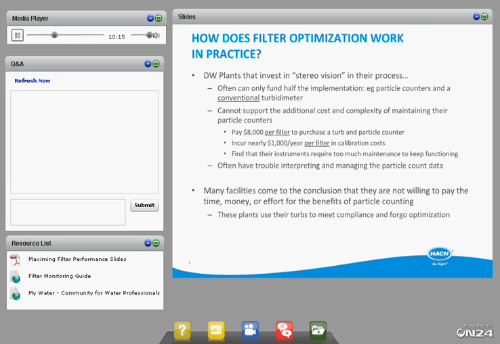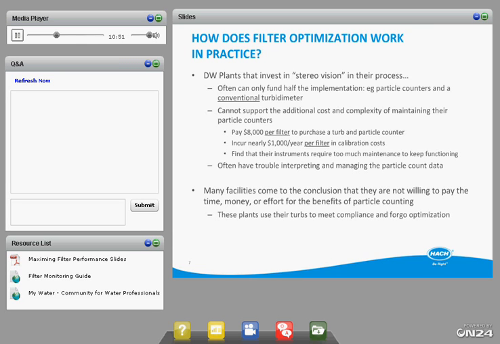We also know that in the realities of the constrained world that our facilities and our operators work in, their time is valuable and there's many things that they are asked to do. So keeping up with the increased maintenance needs of the particle counters is something that they have difficulty doing. And even if they're able to keep up with the cost and complexity of these instruments, we often find that there's just trouble interpreting the data for the particle counting itself, or even storing the massive volume of data that comes from the 8 channels of information from the instrument.